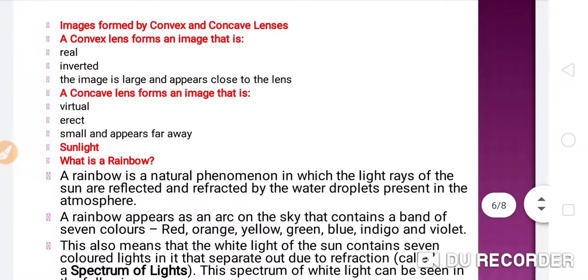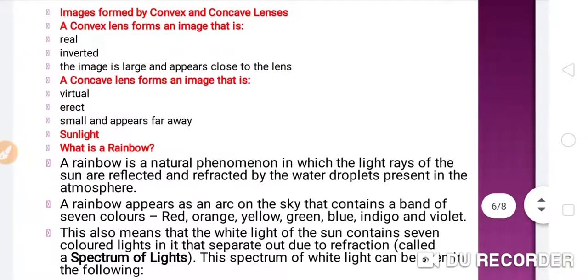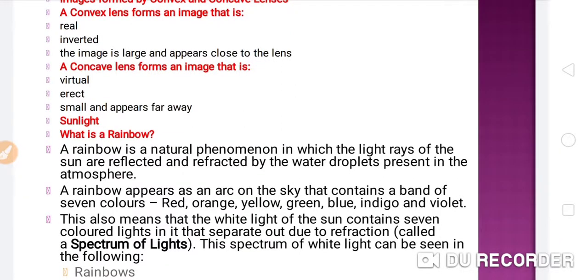Now come to the images formed by the convex and concave lenses. What kind of images? A convex lens forms an image that is real, inverted, and large, and appears close to the lens. So these are the features. Next, a concave lens forms an image that is virtual, erect, small, and appears far away. Okay, so these are the features of the images formed by the concave lens.